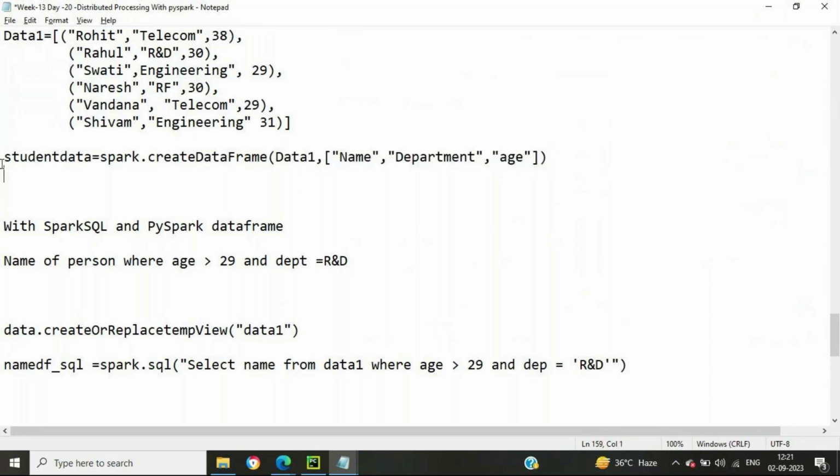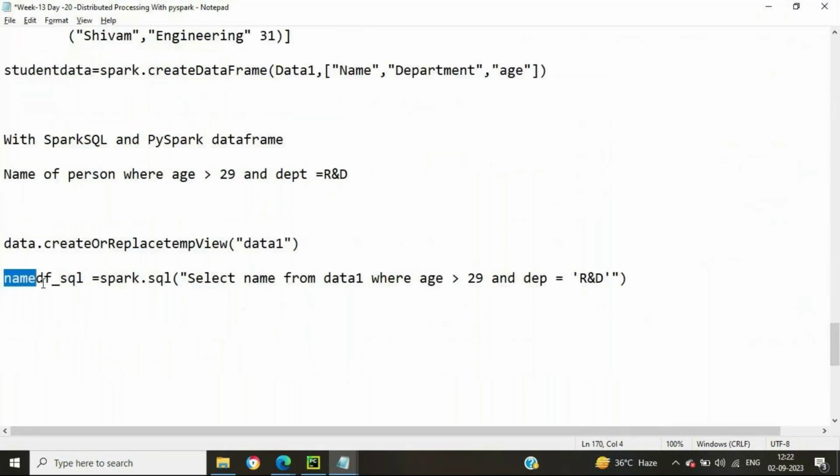Okay, so you are having student data, and then Spark SQL select name from data 1 where age is greater than 29 and department equal to R&D. That is fine. It will work. There will not be an issue. What about with data frame? PySpark data frame.